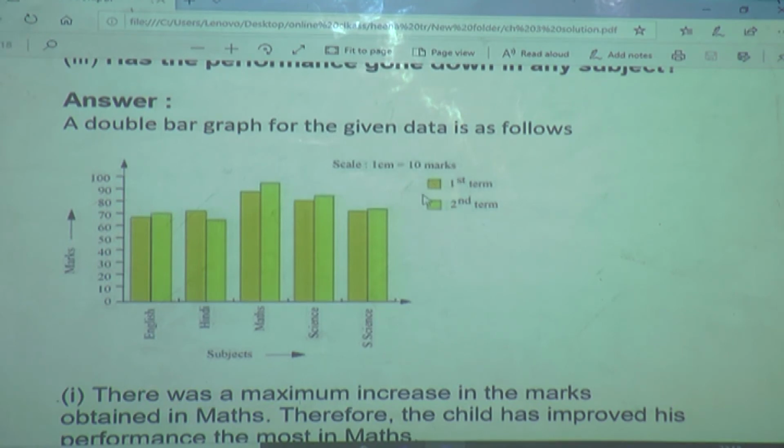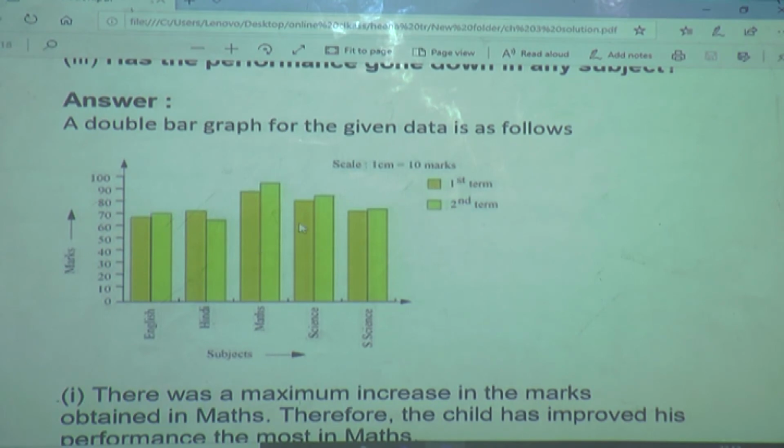You can also use color, but I don't want it on a graph paper. You just have to draw two small squares on the right corner of your graph paper. One square which is empty should represent the first term marks. Another small square which is cross-lined with a pencil will represent the second term.